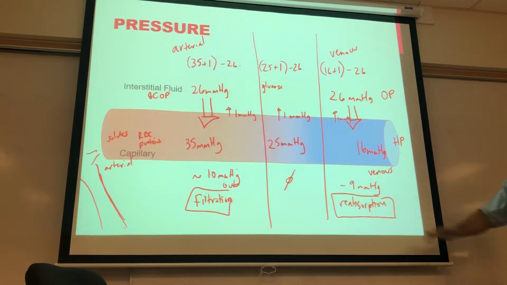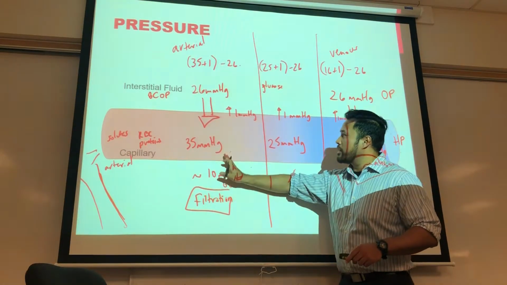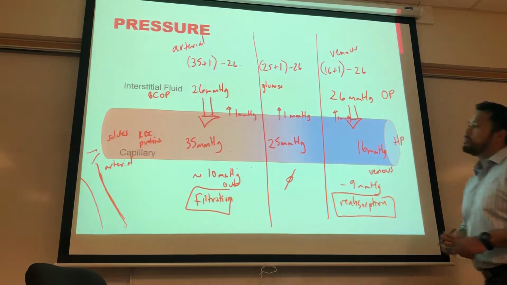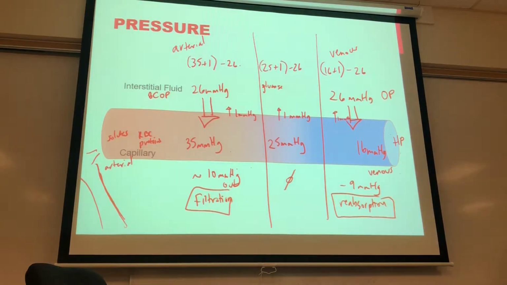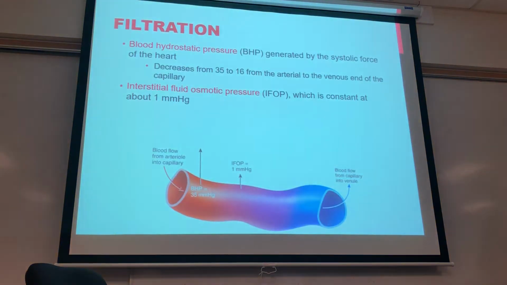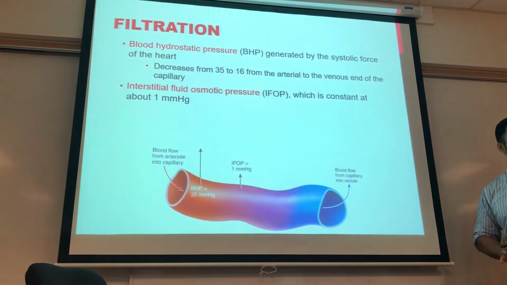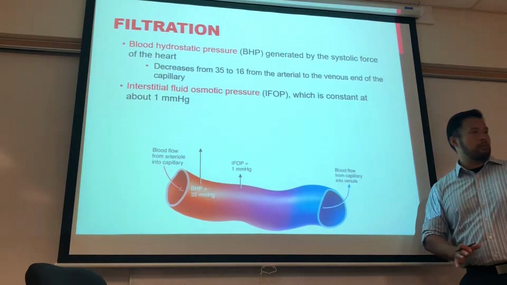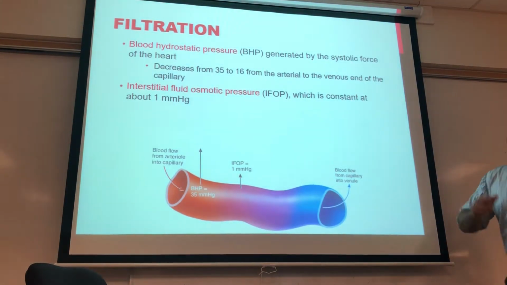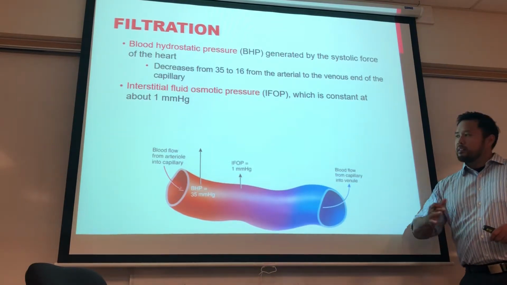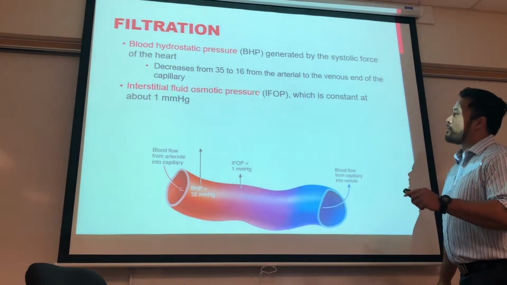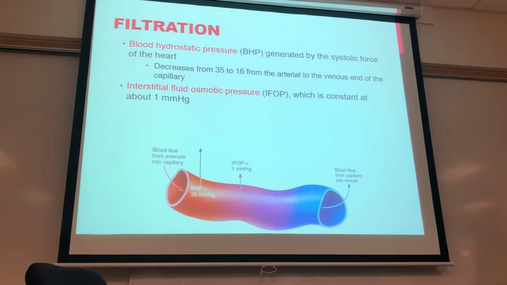The other pressure on the inside of the capillary that's being exerted out onto the capillary wall, we call blood hydrostatic pressure, BHP. And that's described for you on this slide. And that blood hydrostatic pressure is the pressures generated by the heart. It starts out from the aorta, which is going to be about 120 over 80. By the time it makes its way over to the capillaries, you'll see that it's going to vary from 35 over to 16 from the arterial to the venous end.